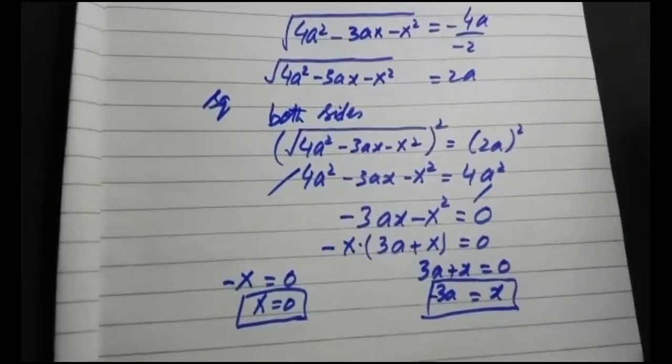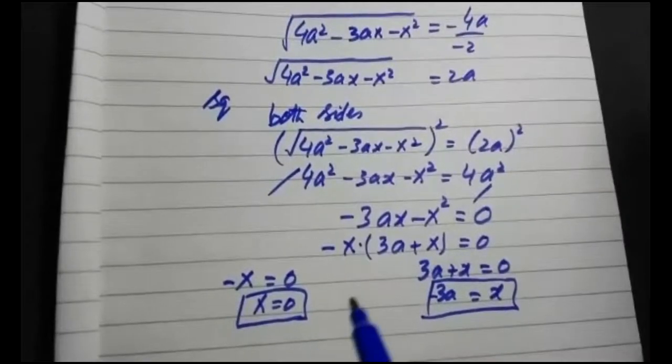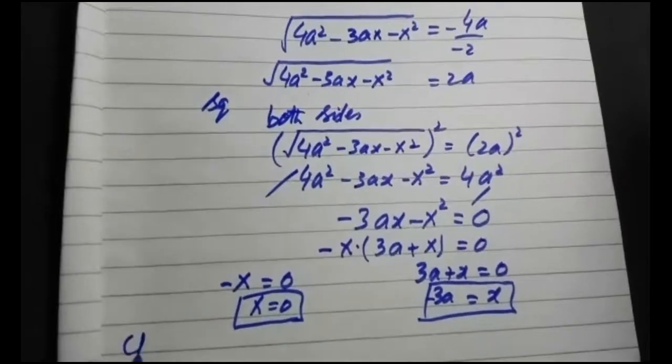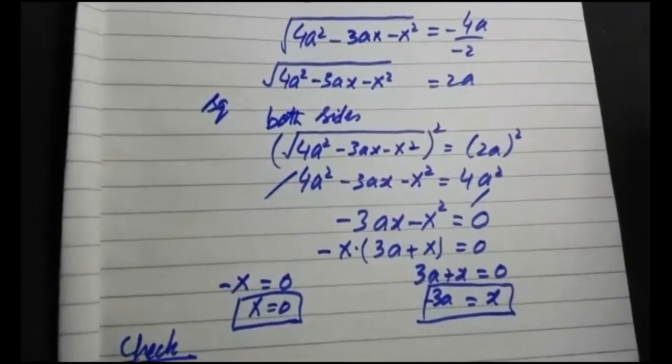Now you have gotten two values of x. Now you have to substitute them into the original statement for verification or checking. Fine. So we can check for x equals 0 right here, and the process will be that you substitute x equals 0 into the original equation.